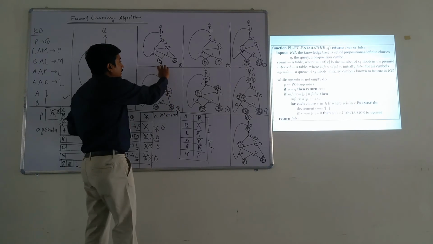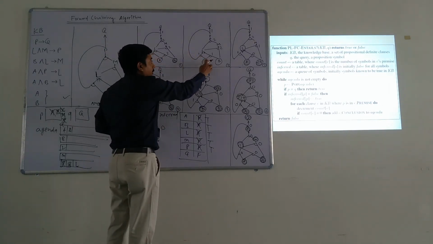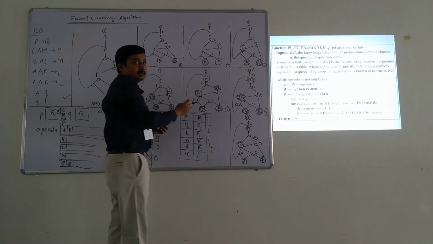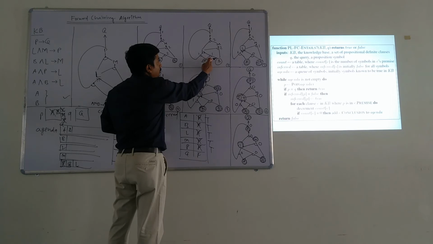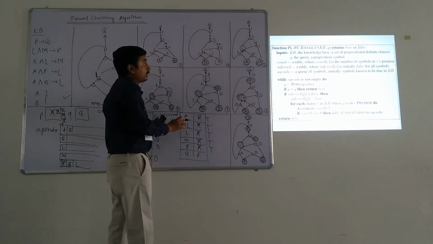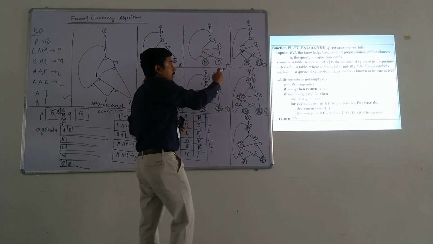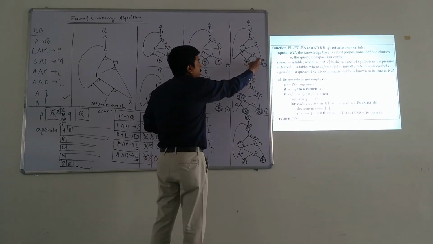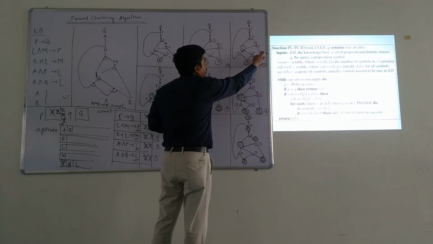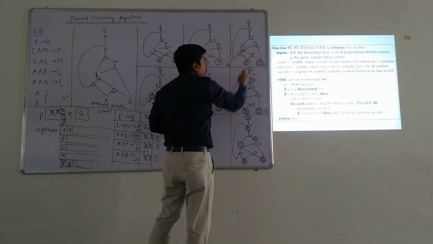Next, we process the symbol A. Now we have to decrement its count. A is involved in two implications, these two, so the count is decremented. Then B is there in the agenda, and B is removed. Now we have to decrement its count. B is involved in two implications, this one and this one. Its count is decremented: 1 becomes 0, 2 becomes 1.